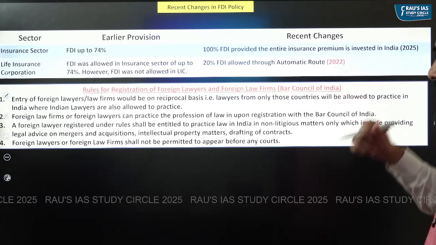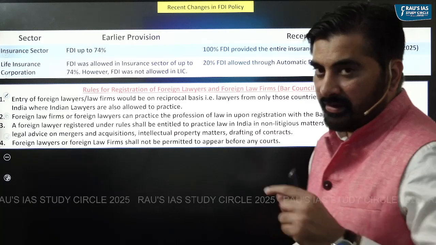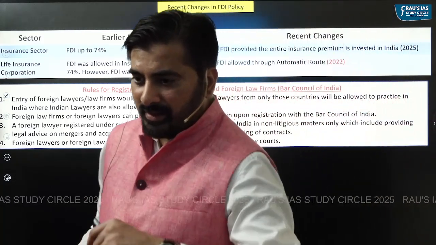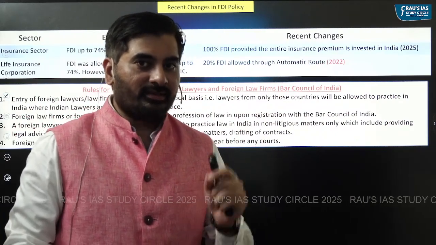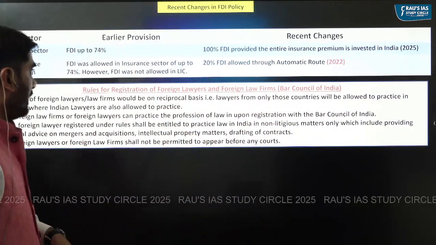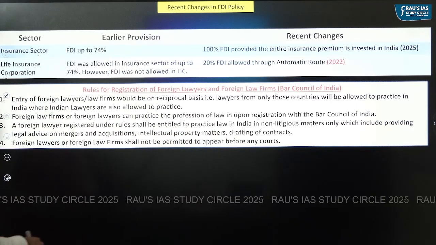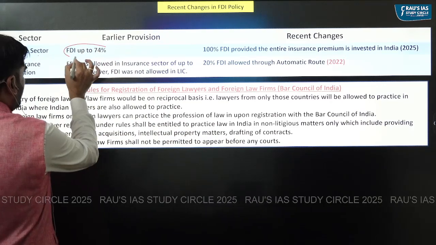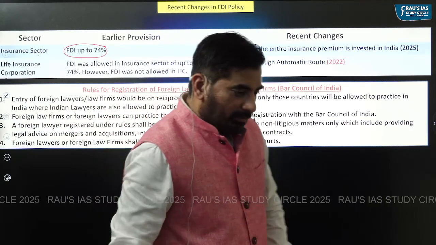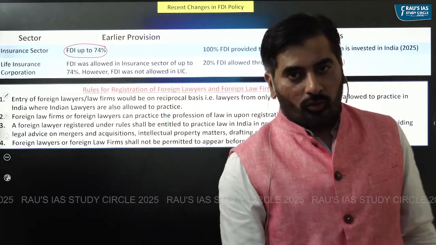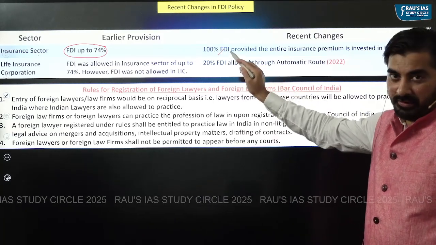Now let's see one of the recent changes in FDI policy made in this year's budget. In this year's budget, one important change proposed by the Finance Minister is with respect to FDI in the insurance sector. Until this year's budget, FDI in the insurance sector was allowed only up to 74%. But the Finance Minister has announced that FDI in the insurance sector will be increased to 100%.